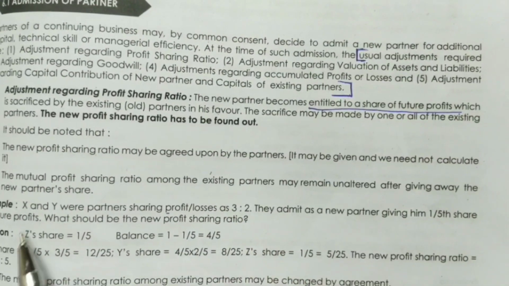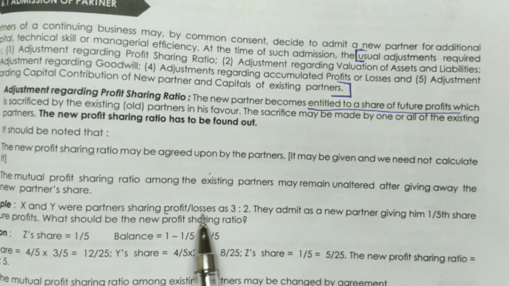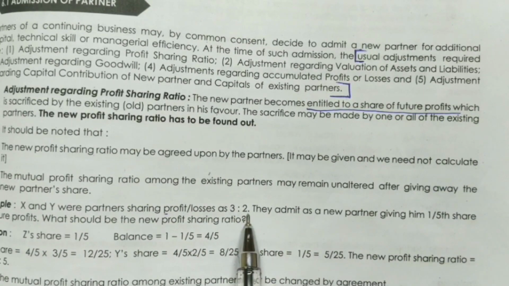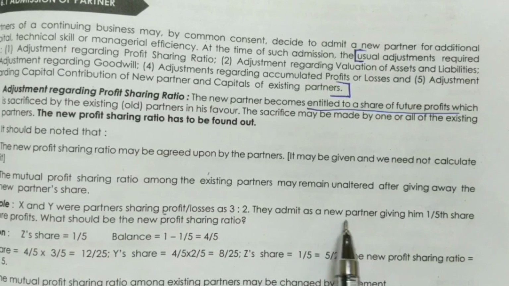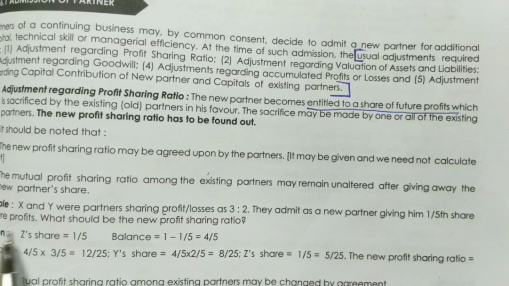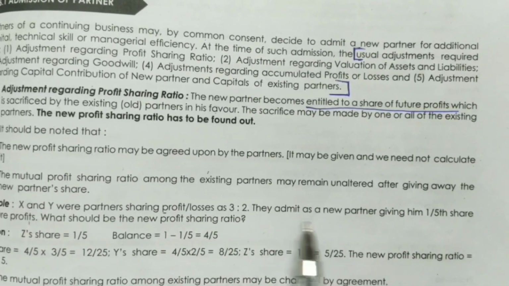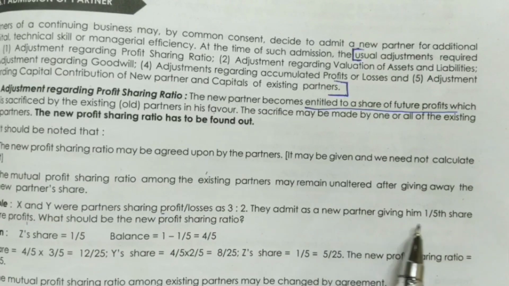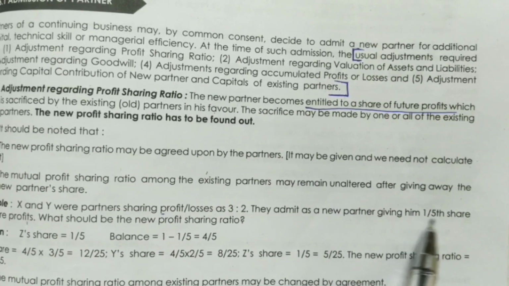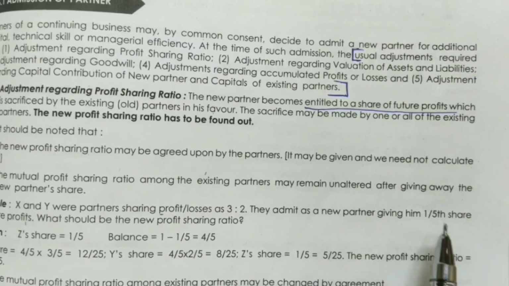They admit Z as a new partner, giving him 1/5 share of the profits. So the share of profit given to the new partner is 1/5. That is also clear and given in the question. What should be the new profit sharing ratio? So they are asking us to find the new profit sharing ratio.